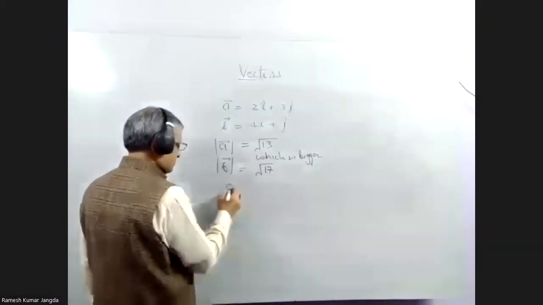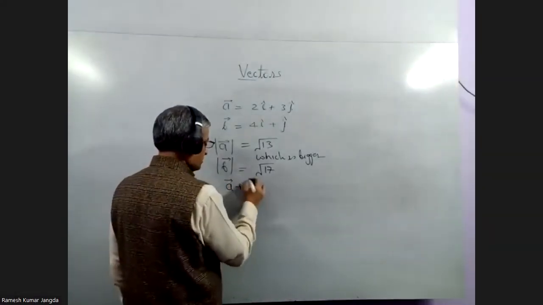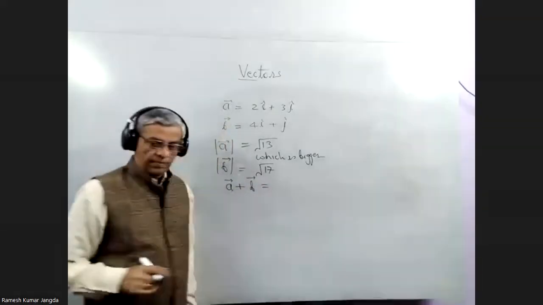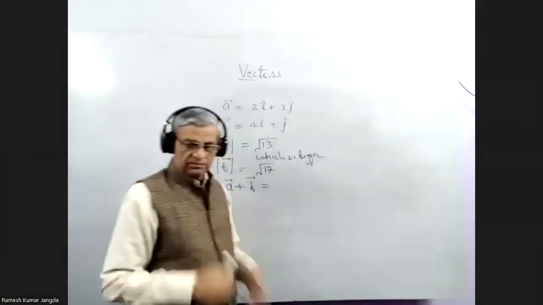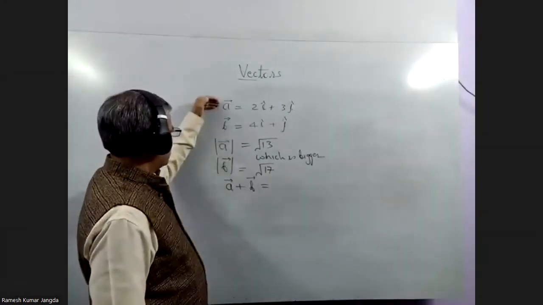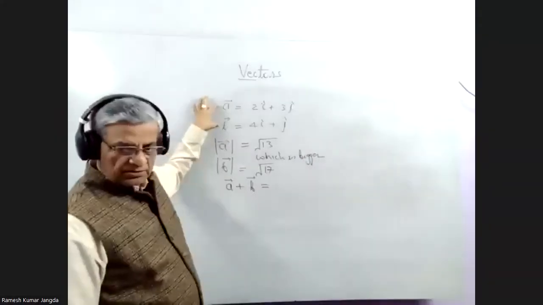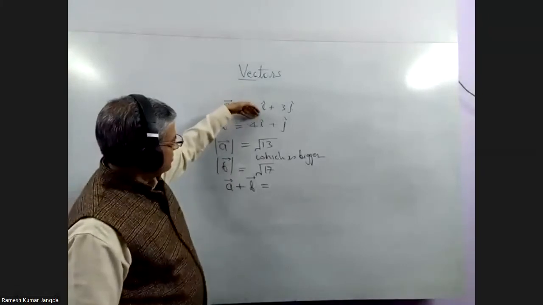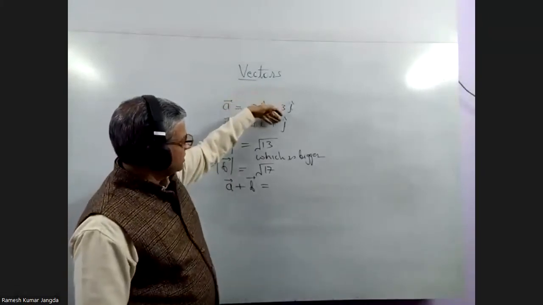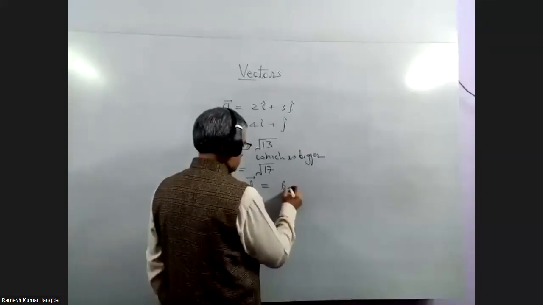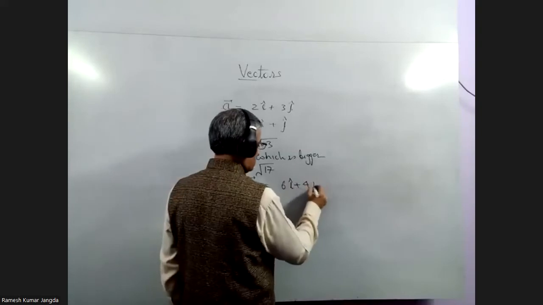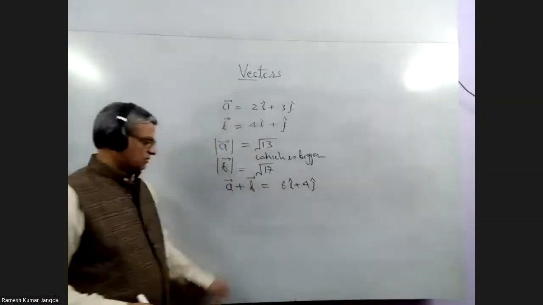Now we have to find the sum of two vectors A and B. How do we do this? Vector A plus vector B. You have to add these. So the i component, you have to add, and the j component: 6i cap plus 4j cap. So this is the result.